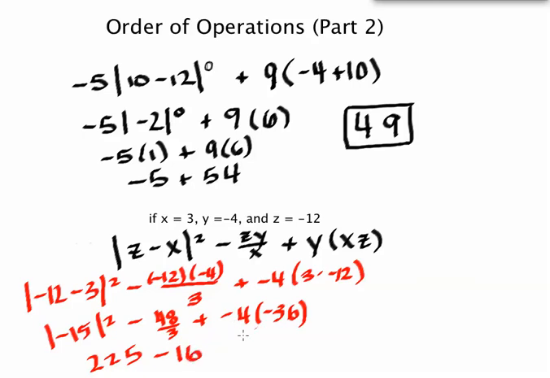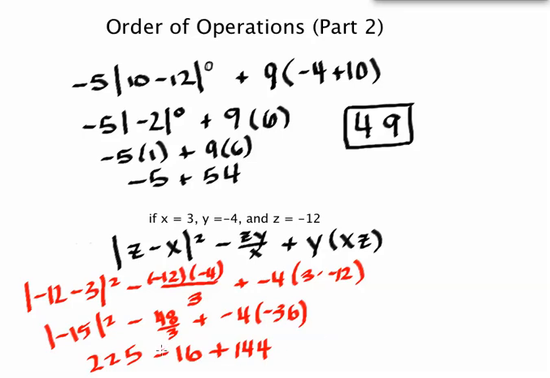And here I'm going to have a negative times a negative, so that's going to be a positive, so it's plus. If I use the distributive property here, I can do that, which would be 4 times 30 is 120, and 4 times 6 is 24. Sorry, 120 plus 24 is 144. And now it's just a matter of adding these numbers together.